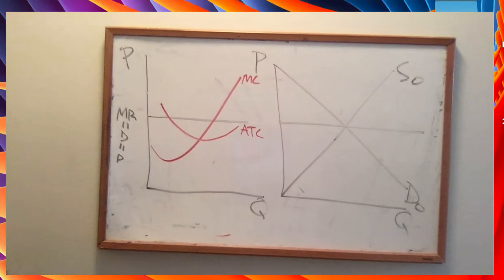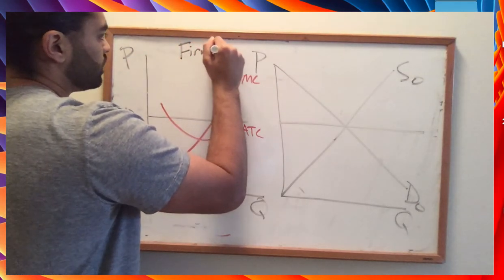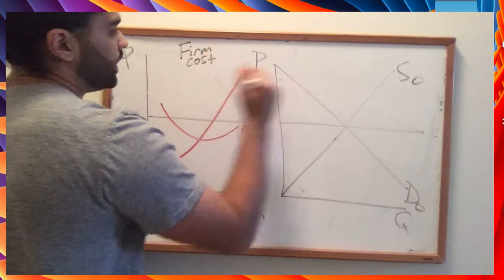All right, so here we have a graph of your firm's cost structure. So this is the firm. This is their cost structure. Now this is the market.